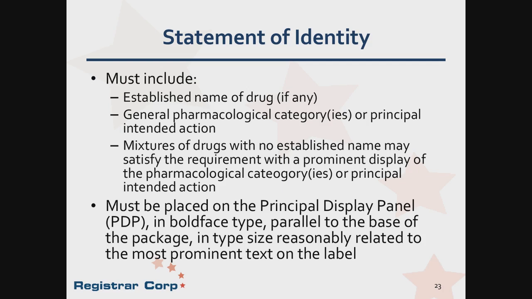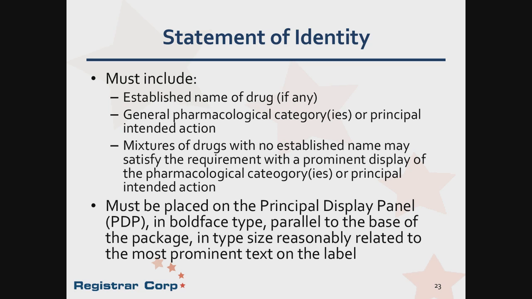So first and foremost, your statement of identity is going to have to include the established name of the drug if one has been established. It will also include the general pharmacological category or categories or the principal intended action of the product. If you have a mixture of drugs with no established name for the mixture, then you can satisfy the requirement with a prominent display of just the pharmacological categories or principal intended actions. Now, these, again, are going to be stipulated a lot of times in the monographs, and so you want to certainly reference the monograph when determining the statement of identity for your product.